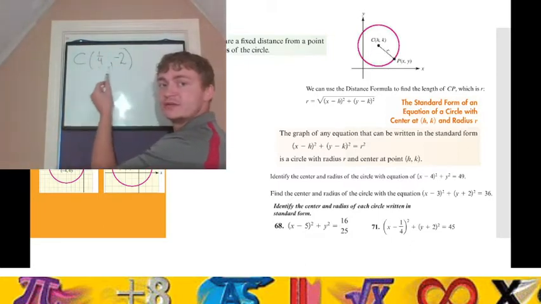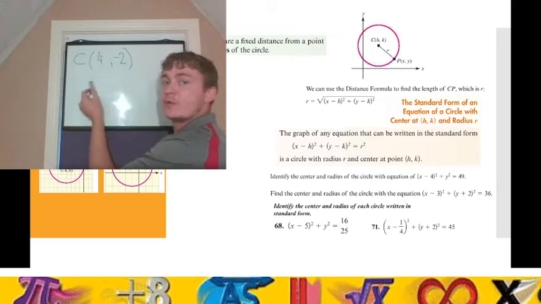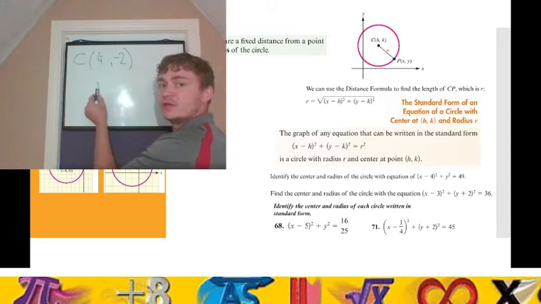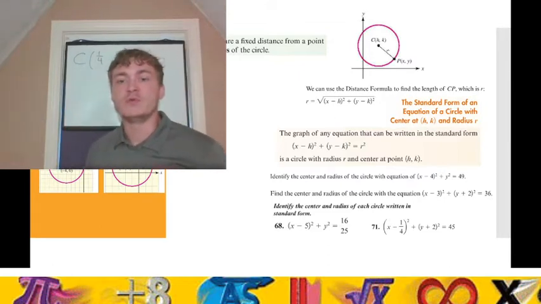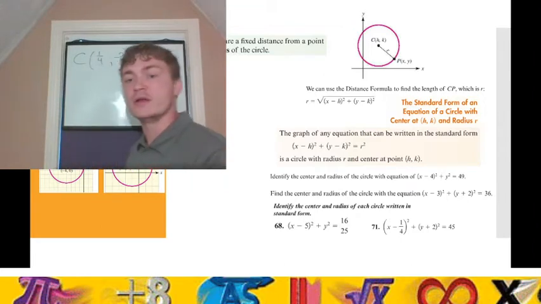So for this center, the positive x, negative y, we are in quadrant 4. Starting at the origin, move to the right 1/4 of a unit, then move down 2 units. For number 71, this equals 45. Well, that means that our radius squared equals 45.